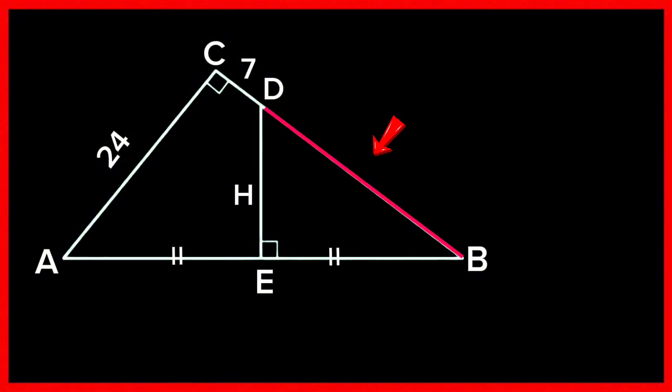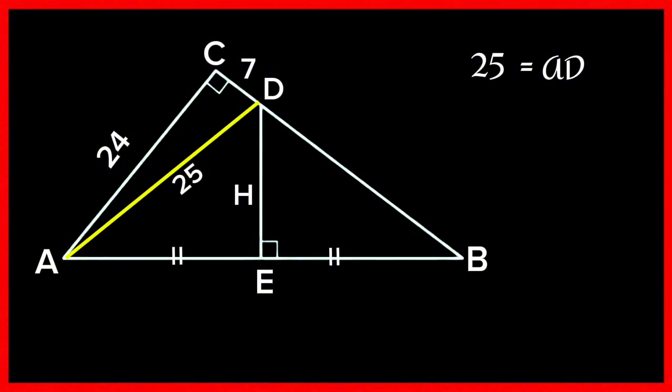To find BD, let us connect A to D. This creates a smaller right triangle, ACD. We can now use the Pythagorean theorem to find the length of AD. 7 squared plus 24 squared equals AD squared. That gives us 49 plus 576, which equals 625. Taking the positive square root, we get AD equal to 25 units.